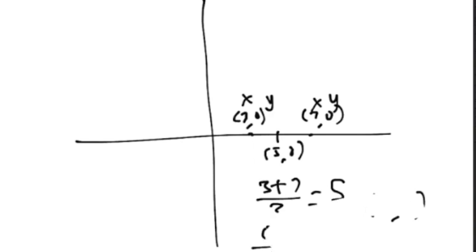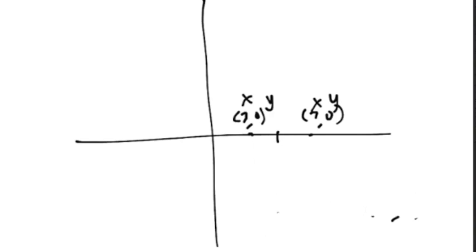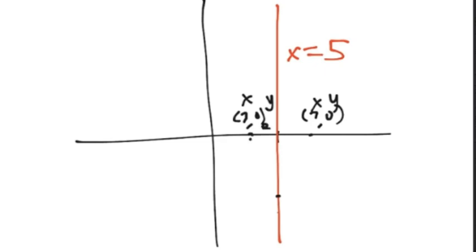And this one was probably the most obvious one, but if you think about it, every point on this line with the x value of 5 is going to be equidistant from the points 3, 0 and 7, 0. Because let's say we just pick an arbitrary dot and put it on the line x equals 5. If we look at it, 3, 0 is exactly 2 units away from 5, and 7, 0 is also exactly 2 units away.